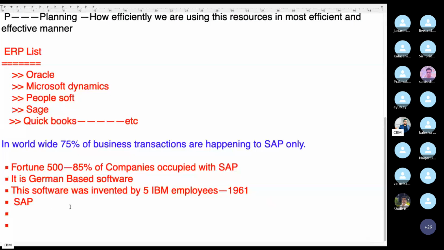So SAP has 3 servers, or 3 layers, we can say. It works on R3 basis, meaning 3 servers basis. R3 means R is real time.